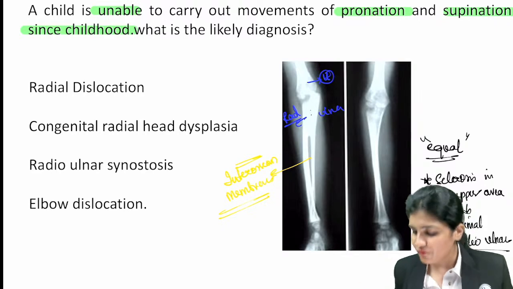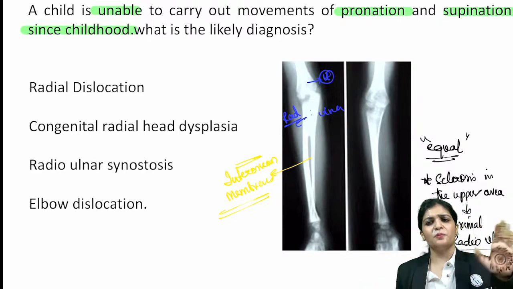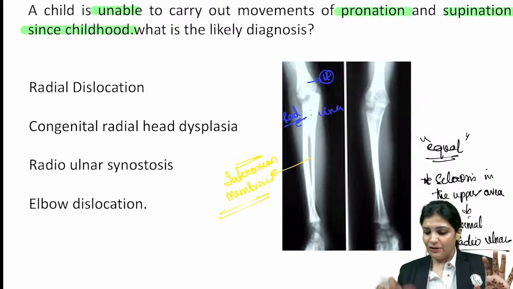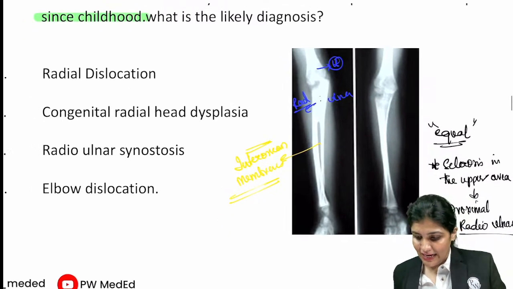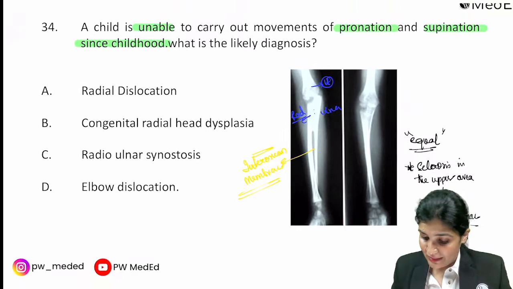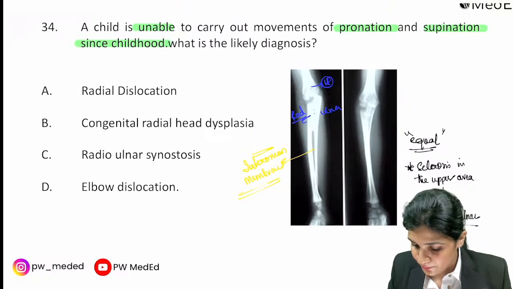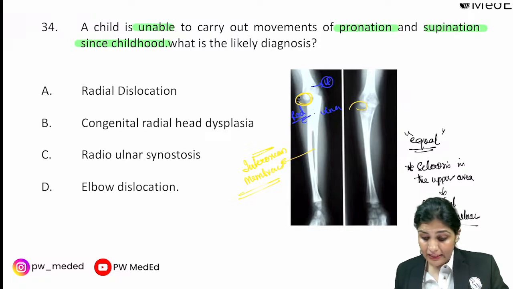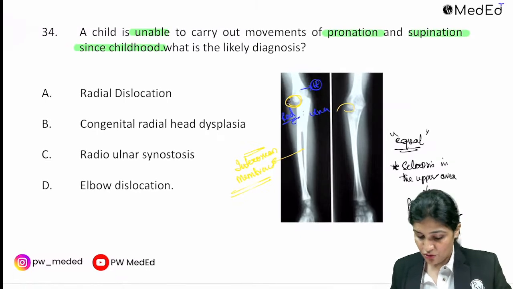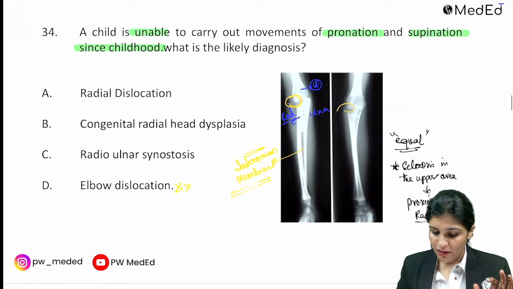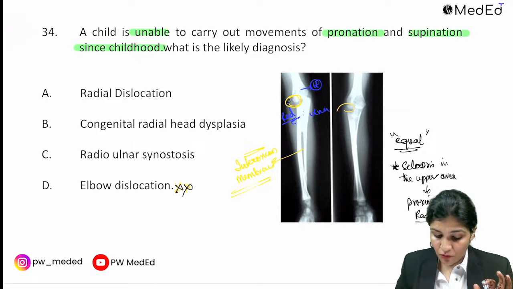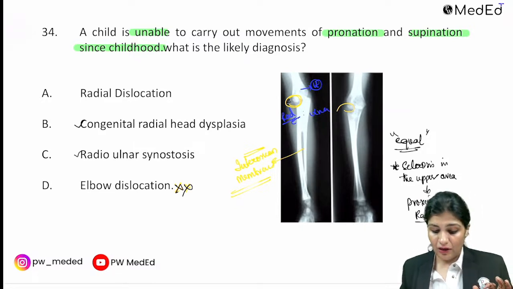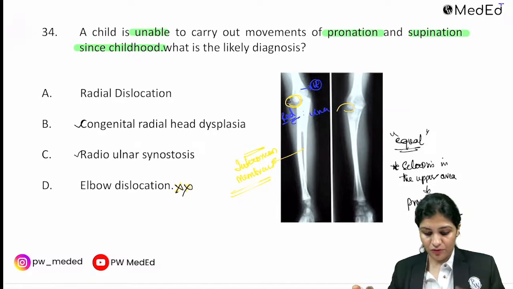So let us understand that you know nothing about this question. You only know that supination and pronation occur in the forearm, right? So they have put an X-ray of the forearm. Now let us understand this X-ray. The first option is radial head dislocation. So this is the radial head here, right? Then there is congenital radial head dysplasia, radio-ulnar synostosis and elbow dislocation. This is not elbow dislocation, it's very clear from the X-ray itself, and it could be congenital radial head dysplasia or radio-ulnar synostosis according to this image.